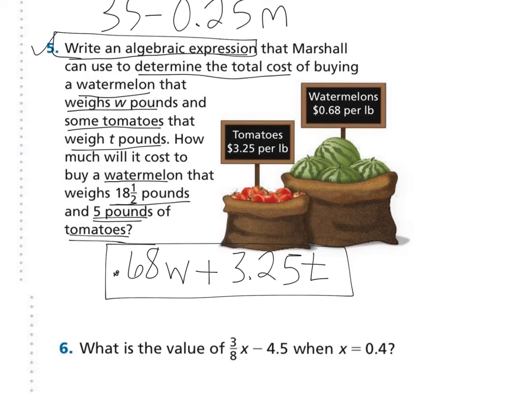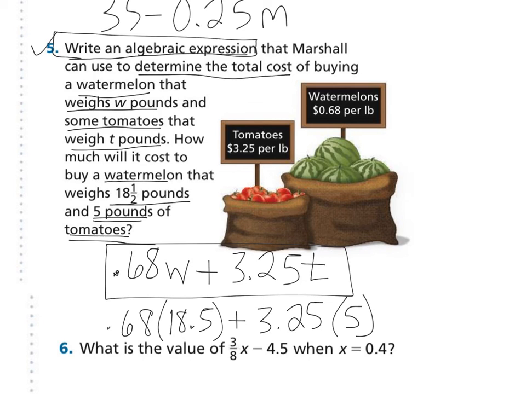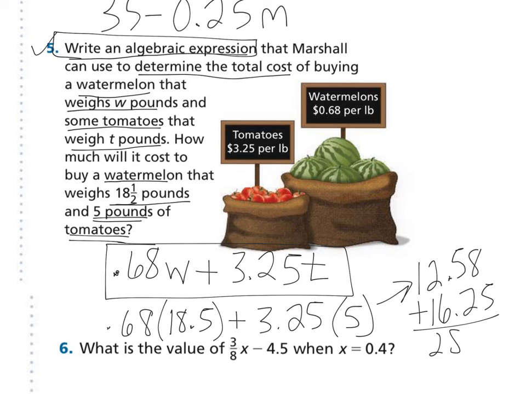Now that we've done that, now we can substitute in. So the watermelon weighs 18.5, so we can put 18 5/10 for that. And the tomatoes weigh 5 pounds. Once again, we're going to be doing the multiplication before we do the addition. For the tomatoes, you get 16.25. Okay, so 12.58 plus 16.25 is 28.83. Good. So $28.83 would be our total cost then.